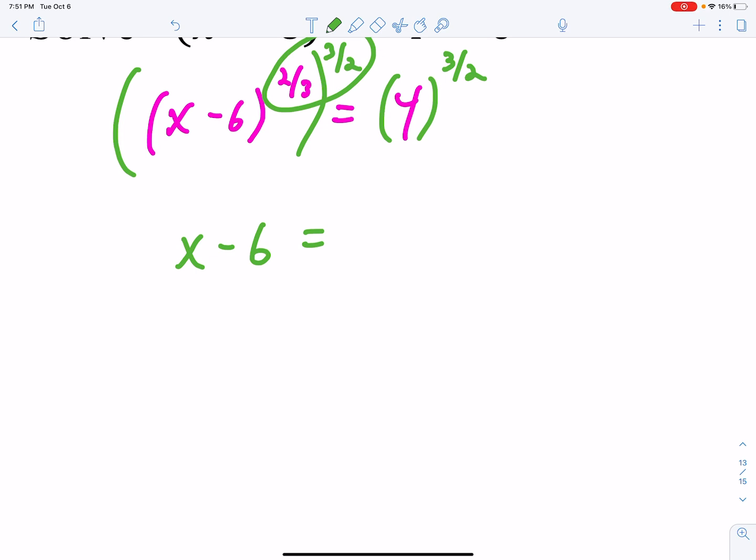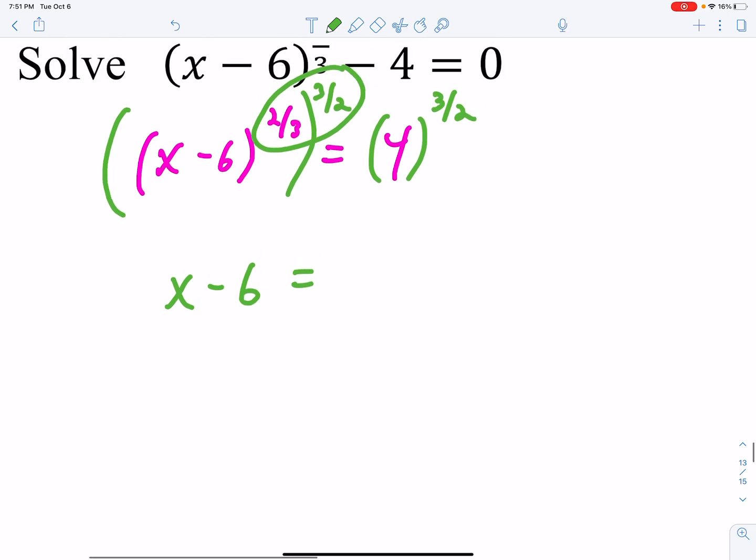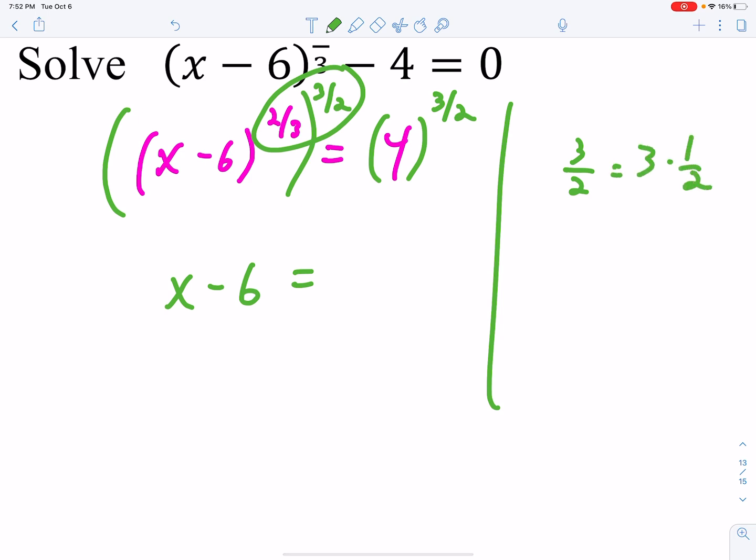So we have 4 to the third, 3 halves power. What's going to happen here is we're going to break up 3 halves. So kind of a side note here. 3 halves is the same as saying 3 times 1/2, correct? Yes. 1/2 power means square root, right? So what we're going to say is 4 to the 1/2 power and take that whole thing to the 3rd power.